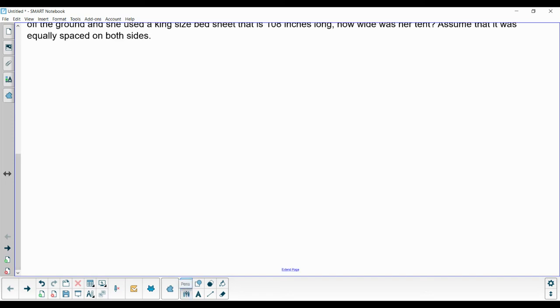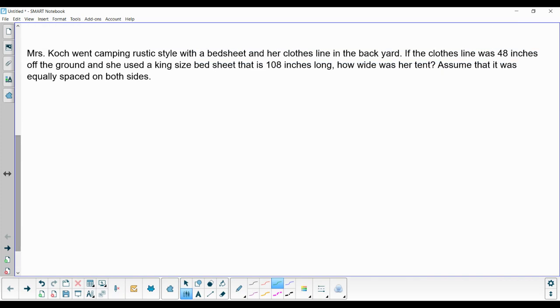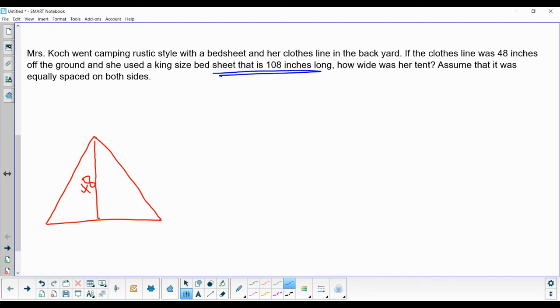So again, I want to draw myself a picture. So I just imagine that she has a tent made out of a sheet. And this tent is hanging on the clothesline, so the clothesline's up here at the top. And that means that our clothesline was 48 inches off the ground. So now here's another interesting thing. If the bed sheet is 108 inches long, I know that this is my bed sheet. But that's not one side being 108. So I need to take 108 and divide by 2. So I have a 54-inch diagonal on both sides.